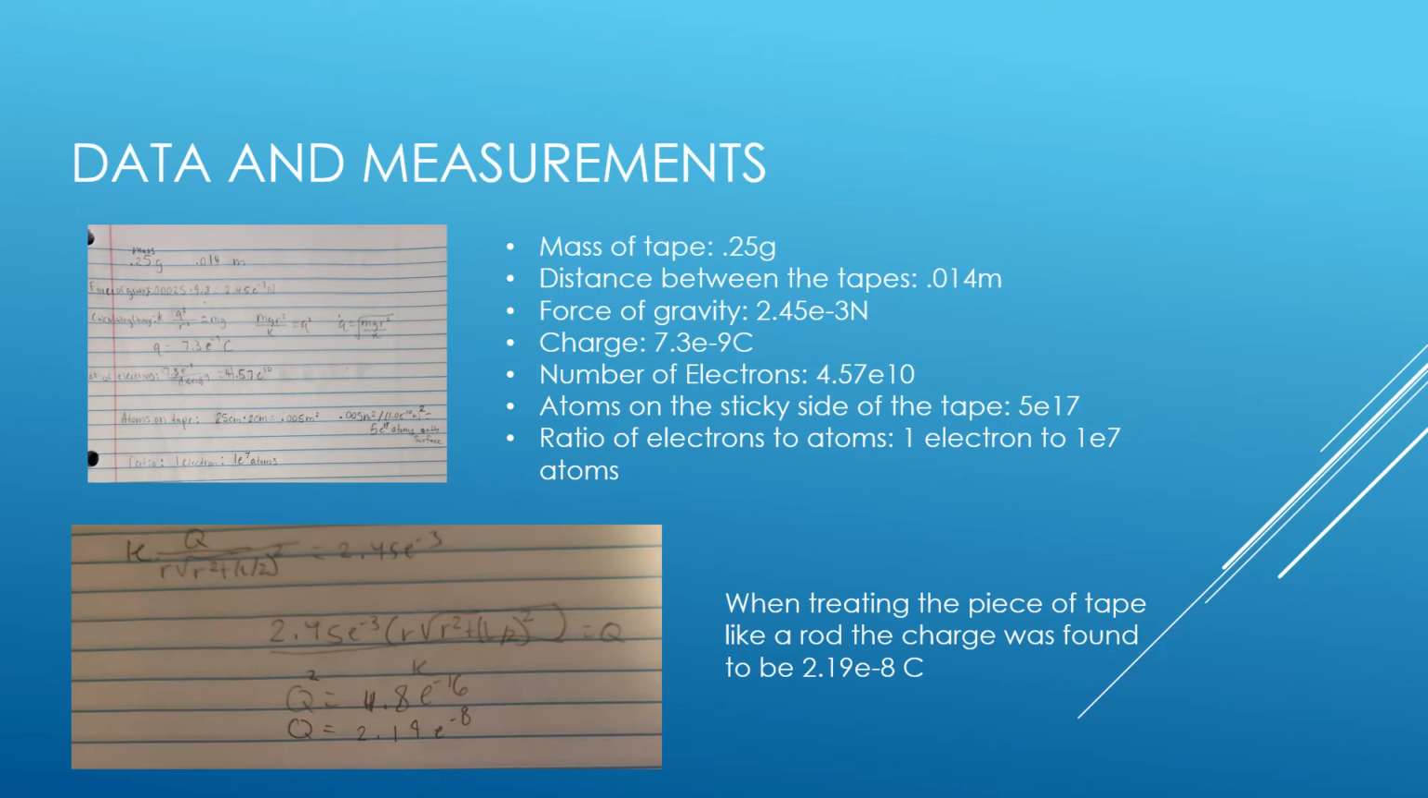Some data I found was that the charge in lab 1 was 7.3 times 10 to the negative 9th, whereas the charge in lab 2 was 2.19 times 10 to the negative 8th. This is due to using a different equation to find the charge, and in lab 2 it's probably a more accurate equation for the given scenario. All of the other values found in the experiment portion were the same, however.